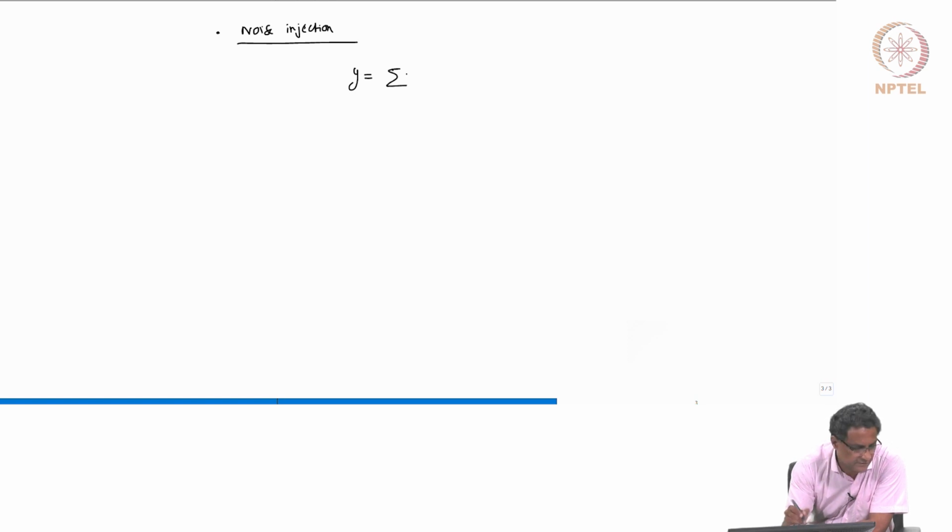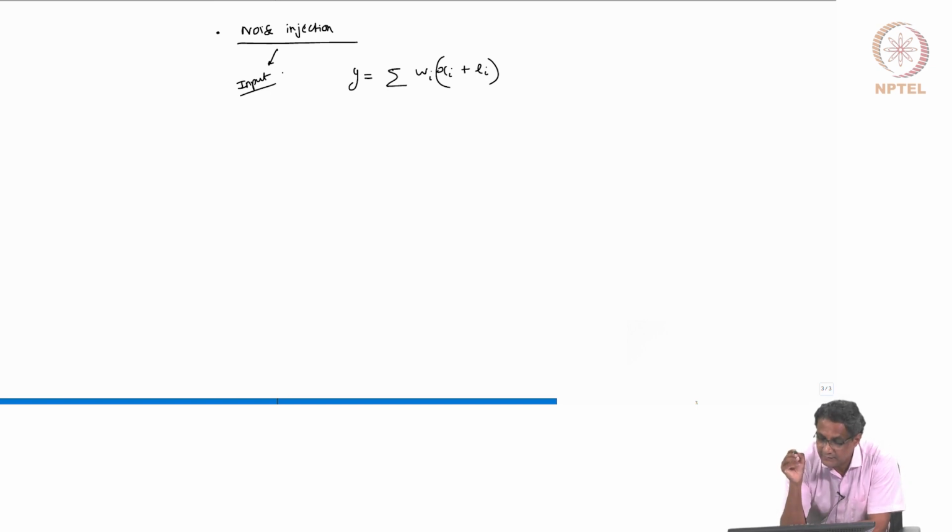Let's say I am at the final output layer, and I have the summation of wi xi. Normally I would have had wi xi, but now I am going to add noise to my input. So this noise injection is to the input. If I inject noise, so this is ei, and ei is, let's say, Gaussian with 0 mean and sigma variance. Let's call this y noisy. The y original would have been just the summation of wi xi.